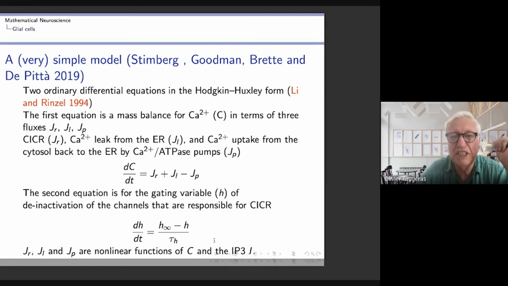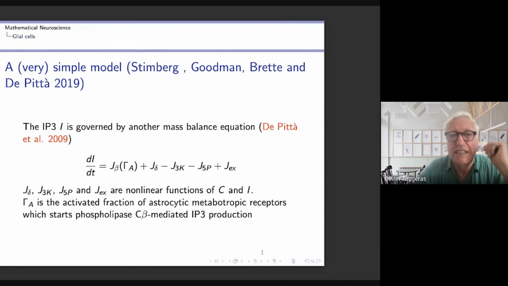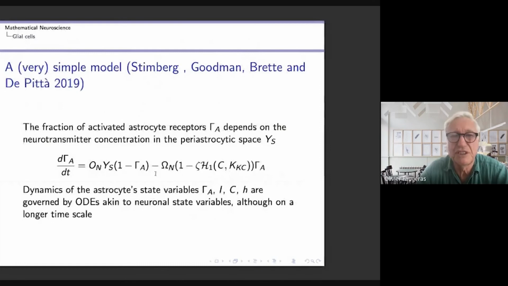Note that as in the Hodgkin-Huxley model, J_R, J_L, and J_P are nonlinear functions of the calcium concentration and the IP3 concentration I. So the two main variables are C and I. Then they write an IP3 equation, which is also a mass balance equation, which I will not discuss in detail. What's important is gamma sub A, the activated fraction of astrocytic receptors, which starts the I or IP3 production. Okay, so usual equations, and this is an equation similar to the equations of the h variable.